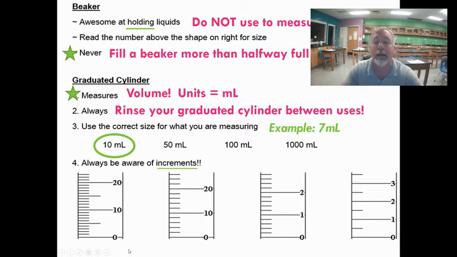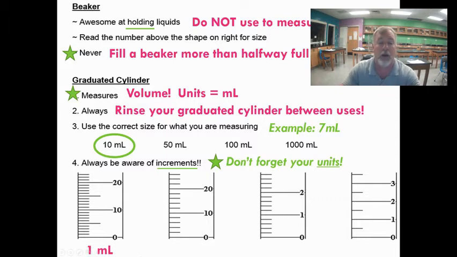So I want you to be aware of the increments on the tool that you're using. This goes whether you're talking about a ruler, graduated cylinder, anything. If there are little tick marks on there, make sure you know what size they are. You're going to have to read it. And I don't want you ever writing down just a number. You're going to put the units. So we just talked about this first graduated cylinder. Its increments are in one what? 1 milliliter. Okay.